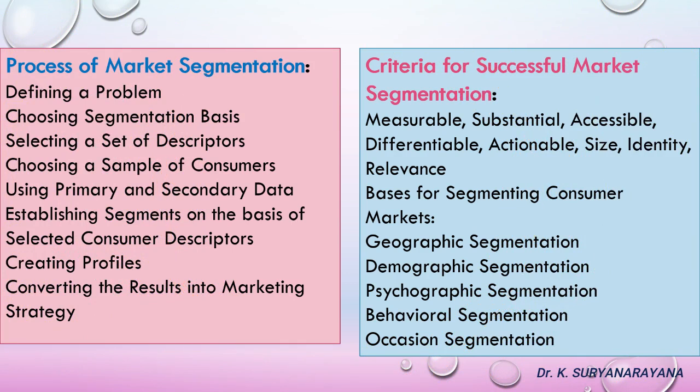Now, let us focus on the process of market segmentation. We have 8 steps for market segmentation. Defining a problem, choosing the segmentation basis, selecting a set of descriptors, choosing a sample of consumers for collecting data, primary and secondary data, establishing segments on the basis of consumer descriptors, creating profiles of segments, convert the results into marketing strategy. First one, defining a problem.